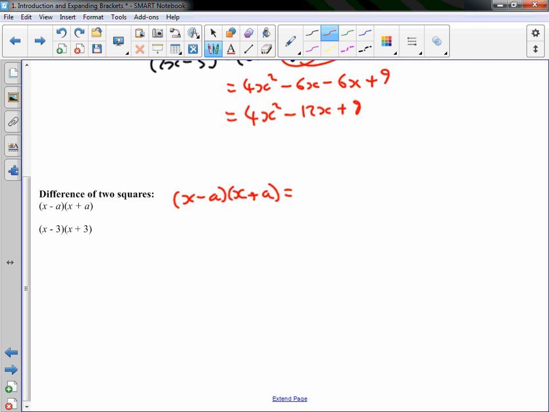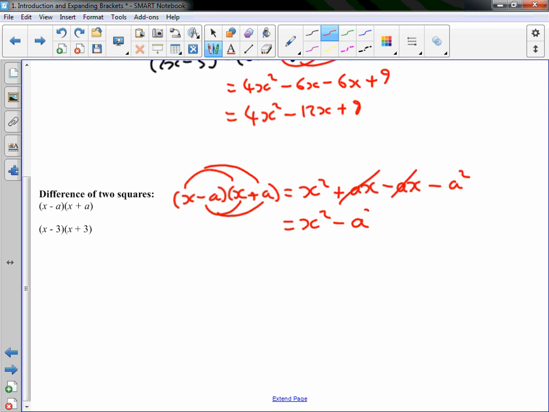Well, let's expand it and see what happens. I'm going to have x times x, x squared, x times a plus ax, minus a times x, minus ax. Oh, hello, they cancel out. Minus a squared. So x squared minus a squared.